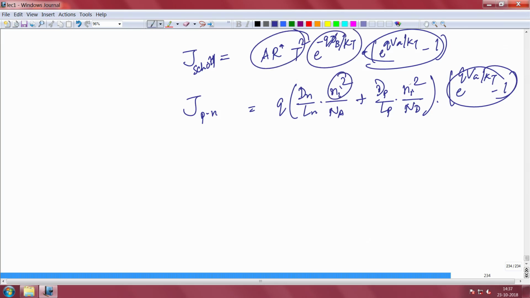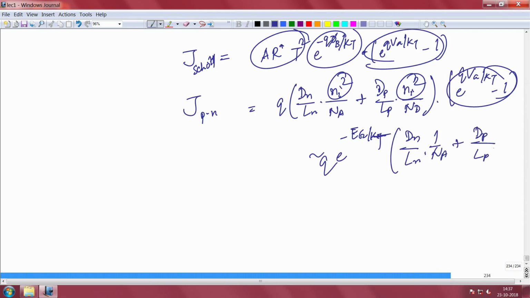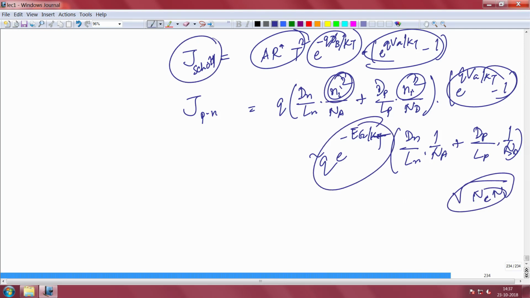So here ni square is there, and that ni square can be written as e to the power minus Eg by kT. So I can take this out too, q e to the power minus Eg by kT, Dn by Ln into 1 by Na plus Dp by Lp into 1 by Nd. Of course with ni square there are some other terms like square root of Nc, Nv, and all these things, which don't matter so much, it is the exponential. So the Schottky barrier reverse current, so I'll erase this, okay.